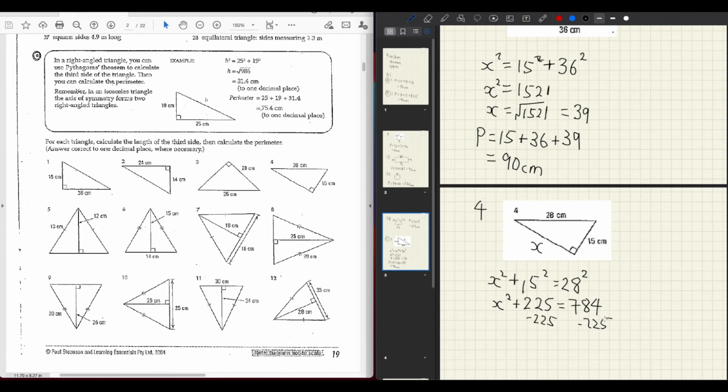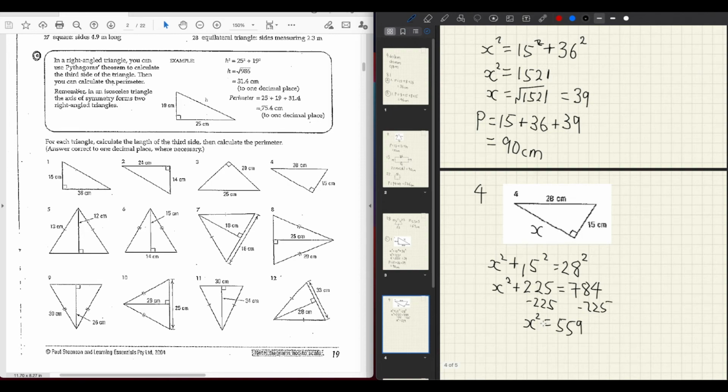So what are we left with? We're left with x squared plus 225 minus 225, which gives you just x squared, is equal to 784 take away 225, which gives you 559. Now, since we don't like x having a 2 at the top, we want to get rid of the 2, so we square root both sides.